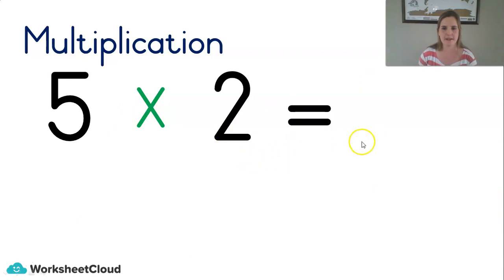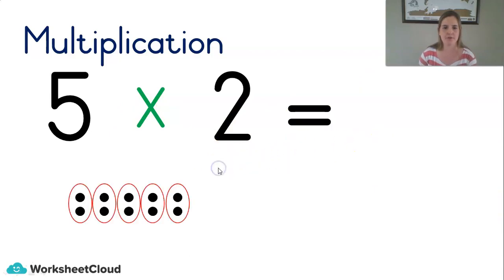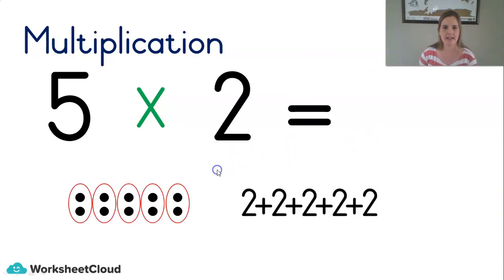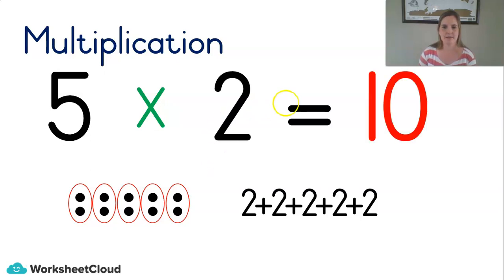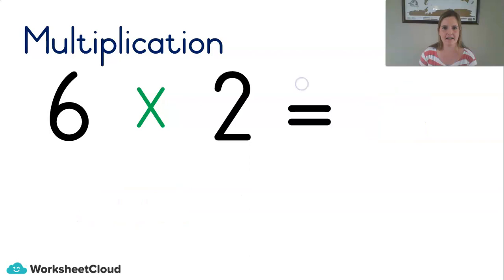Now 5 times 2. 5 groups of 2. Or we can say 2 plus 2 plus 2 plus 2 plus 2. And what's that? 10. Right. 5 times 2 is 10. Okay.